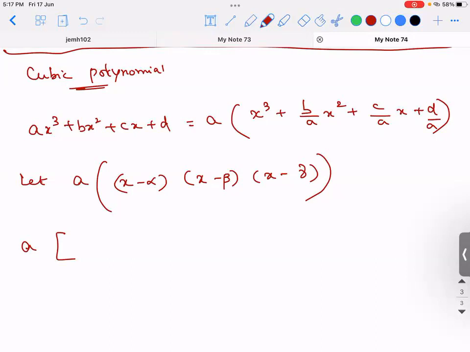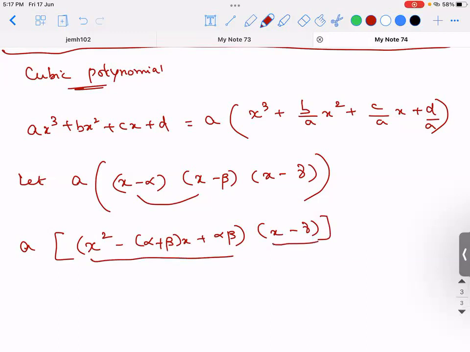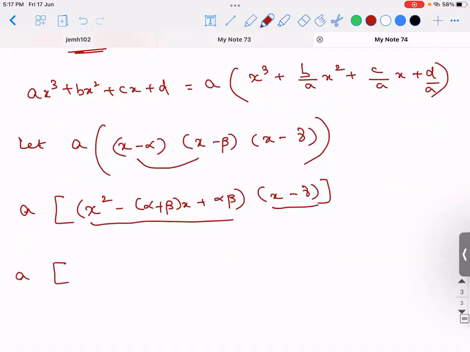What will you get? It is a slightly lengthy process, but we'll multiply and see. When you multiply these two, what will you get? X square minus of alpha plus beta into x plus alpha beta, into x minus gamma, correct? So how many terms are there? 3 terms and 2 terms. So let's see: a into x cube minus gamma x square minus alpha plus beta into x square plus alpha plus beta into gamma. I just multiply both of them.